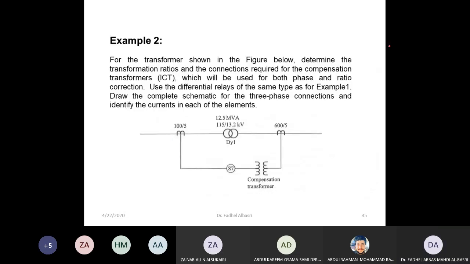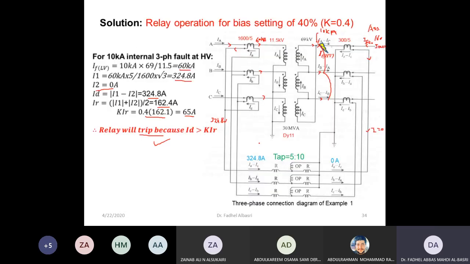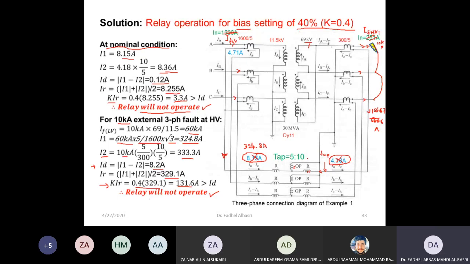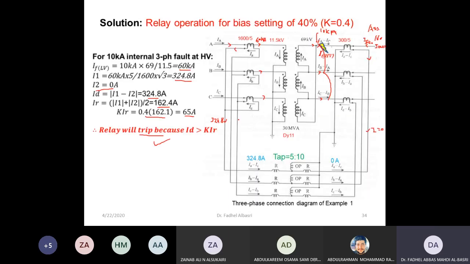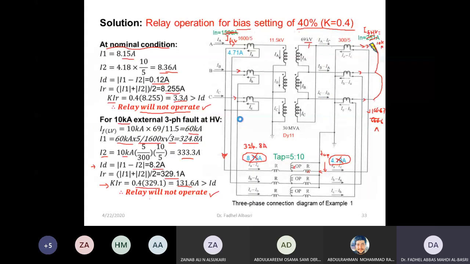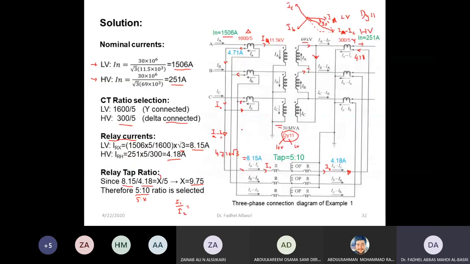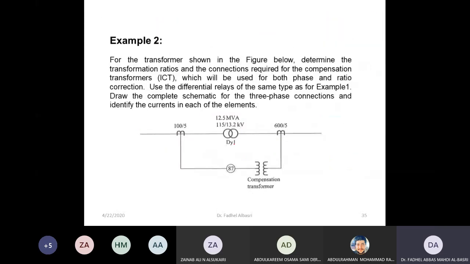Okay. Now this is another example. Now suppose I have no taps, and I am provided with external CTs to correct the magnitude of the currents. This example is not exactly the same, because this is rated 12.5 and the previous one was 30. So this is a different example. And this is also Dy1, it's not Dy11.